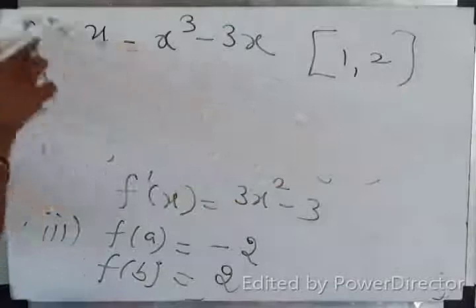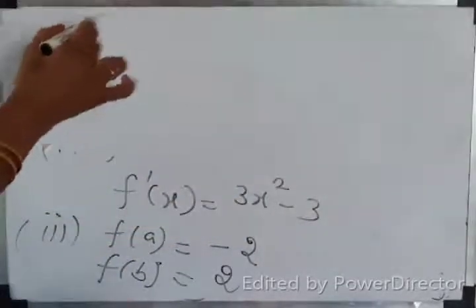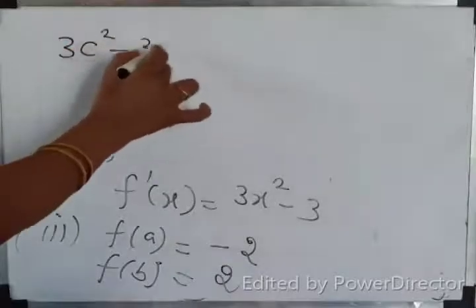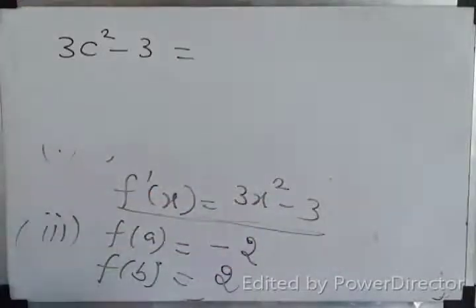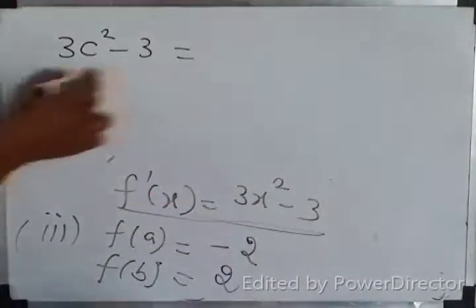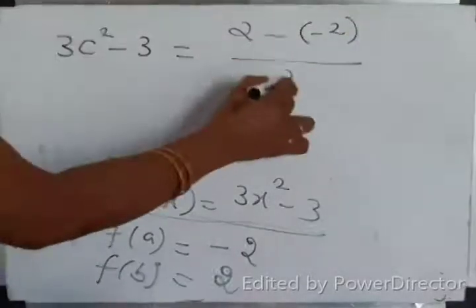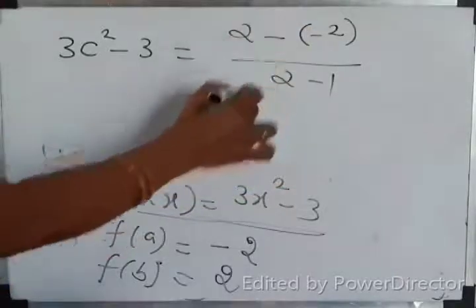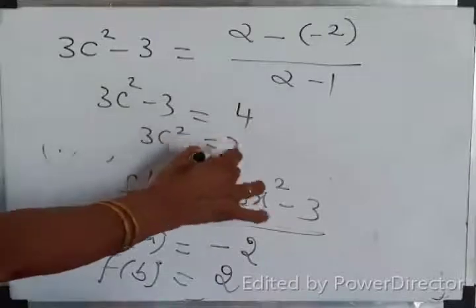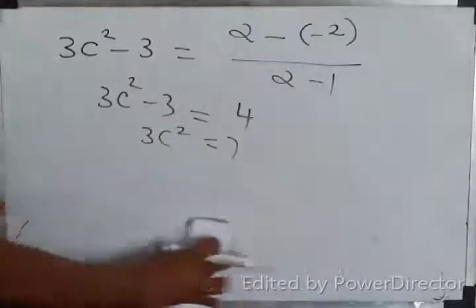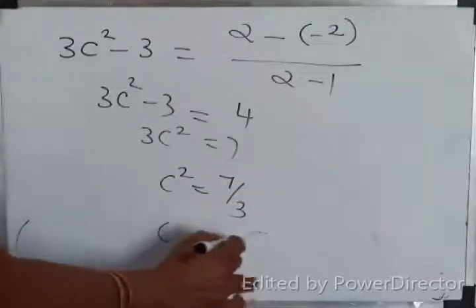Then there exists at least one value of c such that f dash of c equal to 3c squared minus 3 equal to f dash of c. I am taking directly from this. f dash of c equal to f of b minus f of a by b minus a. That is 4. 3c squared minus 3 equal to 4. 3c squared equal to 7. c squared equal to 7 by 3. c equal to root of 7 by 3.